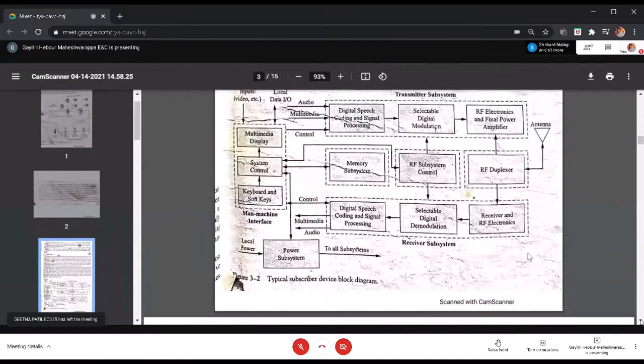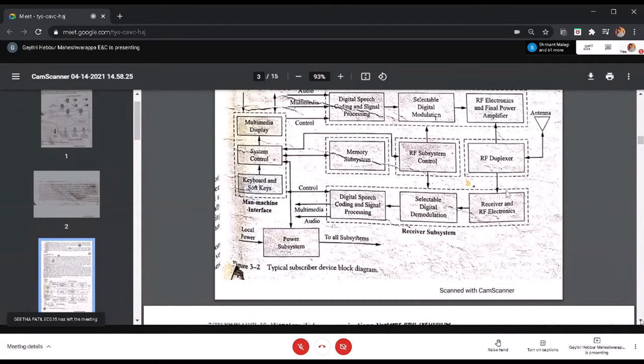Then also we have a receiver section. So what will be in the receiver? We receive the signal. It can be audio signal or any information like multimedia, video, image, something like SMS or whatever it is. So once it is received, then, since we modulated, we need to demodulate.